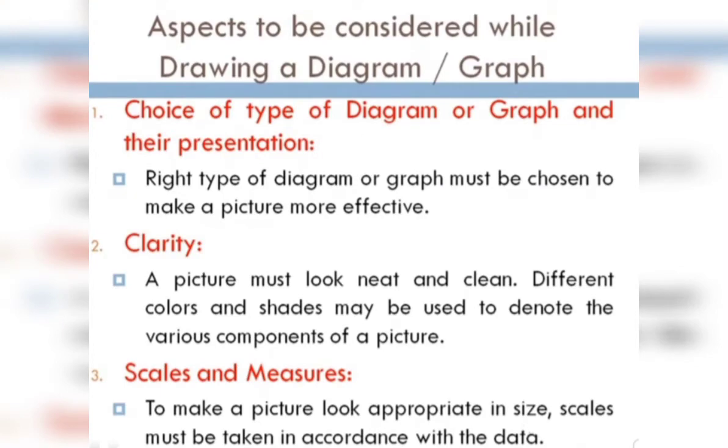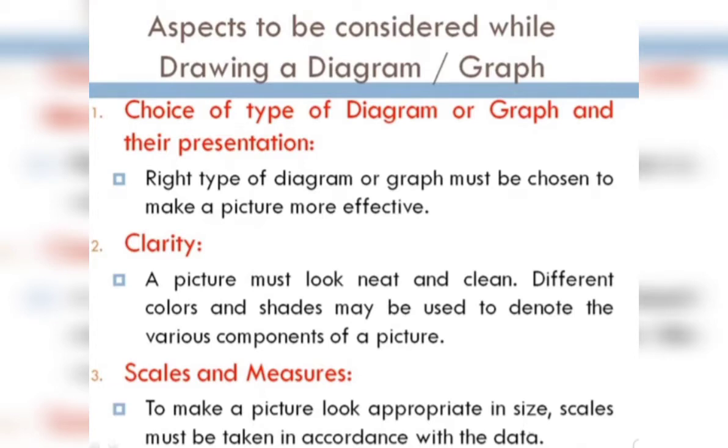Now students, after the importance, we'll study the aspects to be considered while drawing a diagram or graph. Before drawing the diagram or the graph, the following points you are seeing on your screen should be kept in mind. There are a total of 6 points that we are going to study. This is also quite important for the 3-mark question.